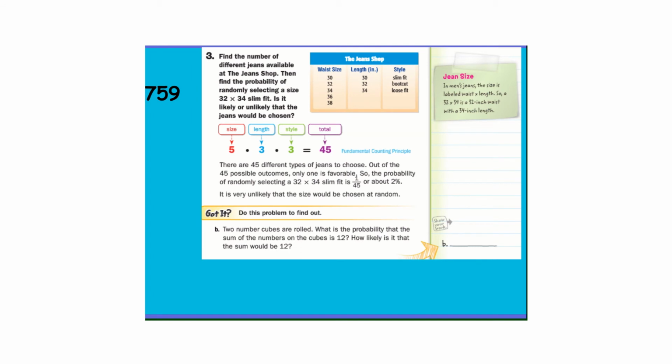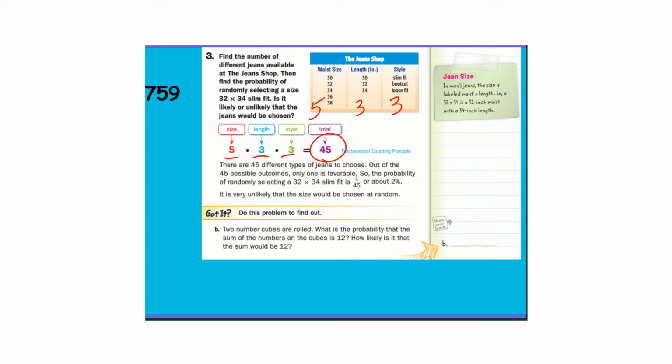Find the number of different jeans available at the jean shop. So we have 5 different sizes. We have 3 different lengths, and we have 3 different styles. So 5 times 3 is 15. 15 times 3 is 45.